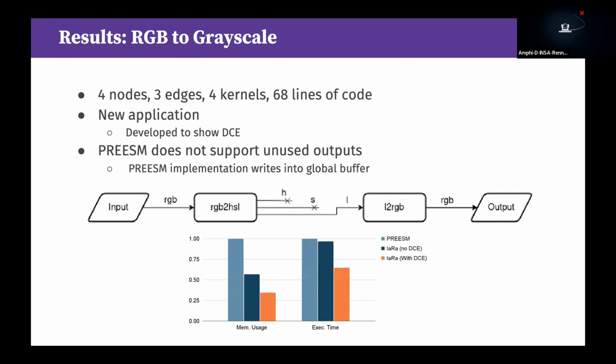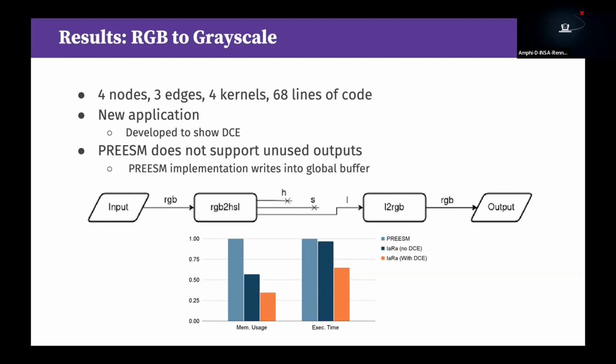So the first example is more of a new application specifically to prove our system. We got only 4 nodes, 3 edges and 4 kernels, so a very small application. We're going to take the input, read the RGB value, transform that to HSL, which is hue, saturation, and luminance, so another format for the colors, and then only read the luminance, so that's going to be some kind of black and white image, and then transform that back to RGB to display it.